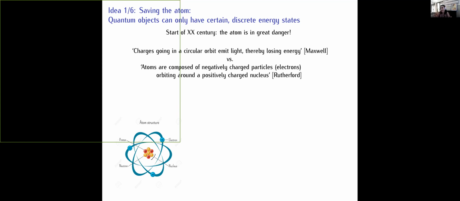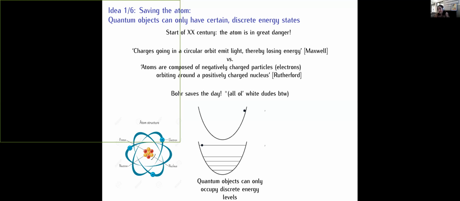Because Rutherford is saying that the constituents of matter, which apparently are very stable, create everything that we can see. If they were to obey the rules that charges, or electrons, going in a circular orbit, like an electron going around a nucleus, emit light, it would mean that the electron emits light, loses energy, and would somehow spiral into the nucleus, right? So how can atoms be stable at all?